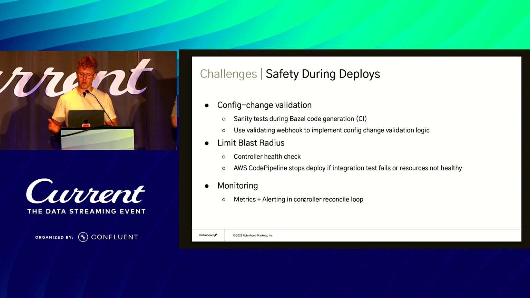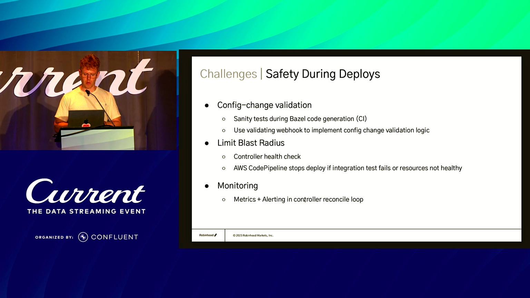And so we put tests in different places. One is in the Bazel build graph, which is where we're generating all this code, and the other place is in the validating webhook that's running in the controller pod. The idea of the validating webhook is that you may want to express some logic to validate more complex changes, and you want to do that at runtime, and so that happens in the validating webhook.